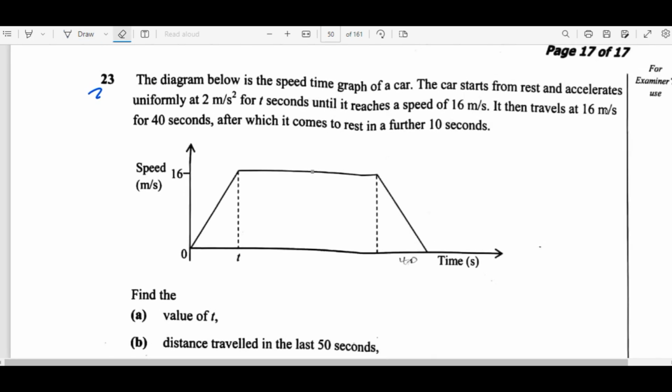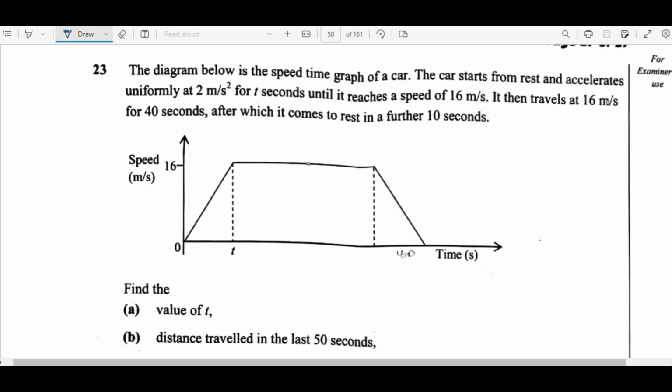Okay, so 23, the diagram below is the speed-time graph of a car. The car starts from rest and accelerates uniformly at 2 meters per second squared for t seconds until it reaches a speed of 16 meters per second. It then travels at 16 meters per second for 40 seconds, after which it comes to rest in a further 10 seconds. Alright.